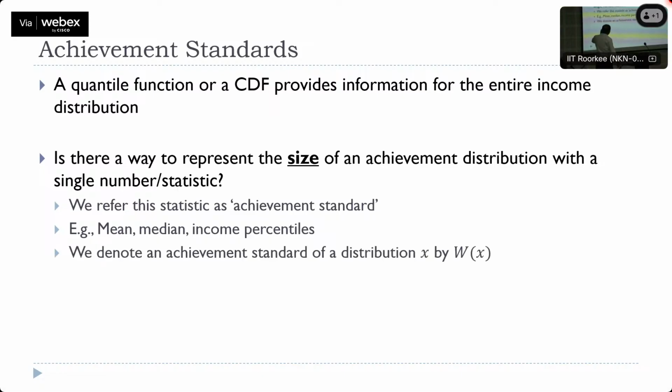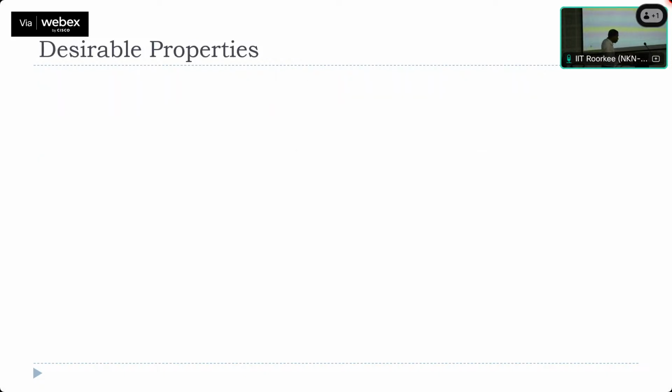We are going to denote the achievement standard of a distribution by the notation W. W will denote well-being, welfare, achievement, however you call it. We will be using the notation W to denote an achievement standard. Now, what I want to go through in the next 10 minutes is that it is very important that we understand the principles or properties of these standards. We should have some underlying value judgment that we want these standards to satisfy. Okay, let's consider some examples, and then we will progress accordingly.